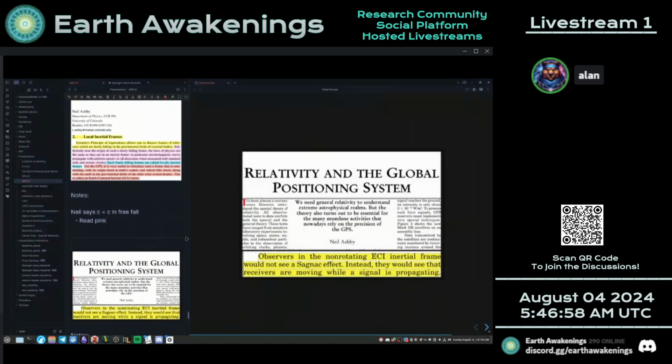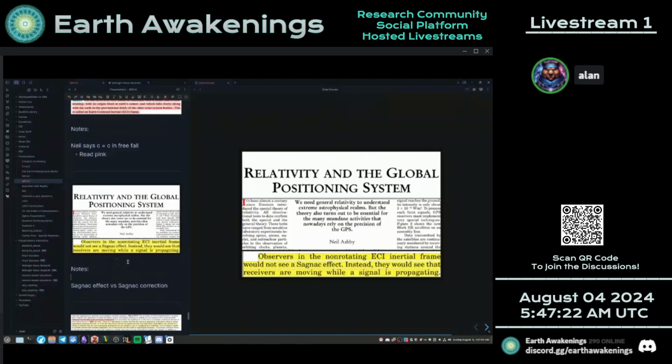And then here we have our boy saying observers in the non-rotating ECI inertial frame would not see a Sagnac effect. Instead, they would see that the receivers are moving while the signal is propagating. All right, so great. So no Sagnac correction then, right? If you're on the surface of the Earth? Oh no, they argue that. So from this point here, Neil Ashby has conceded my point, right? The only way you could get out of this is through sophistry. This is the whole issue right here.